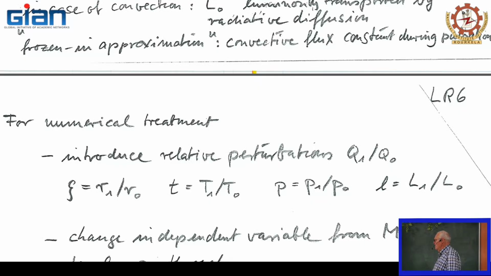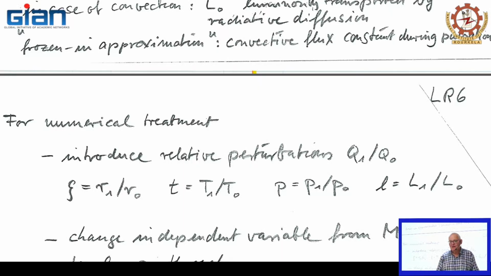Introduce dimensionless variables. Zeta is the relative perturbation of radius, or in other words, the relative Lagrangian displacement. Keep in mind we are in the Lagrangian framework, so we have implicitly adopted the Lagrangian description. Small t is simply the relative temperature perturbation. Small p is the relative pressure perturbation, and small l is the relative perturbation of the luminosity.